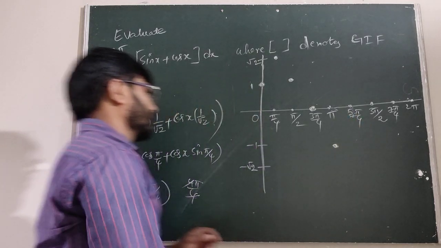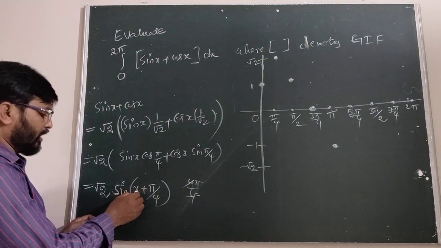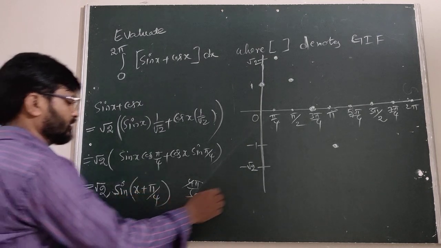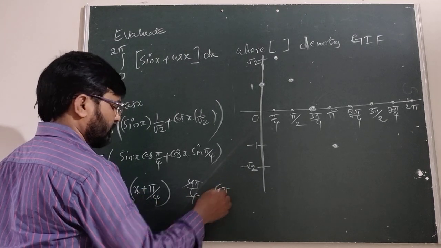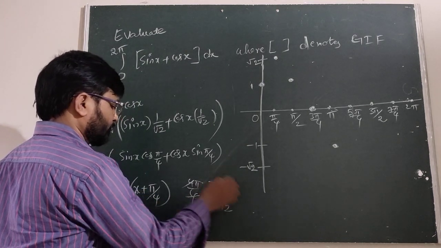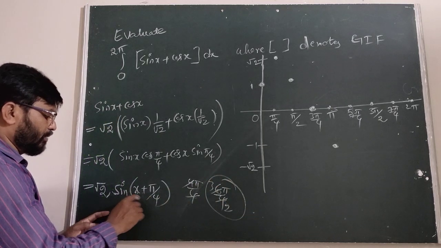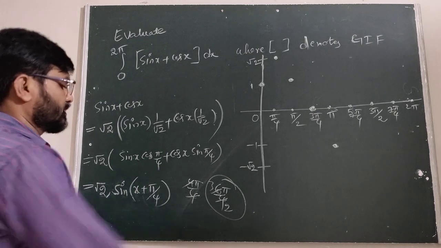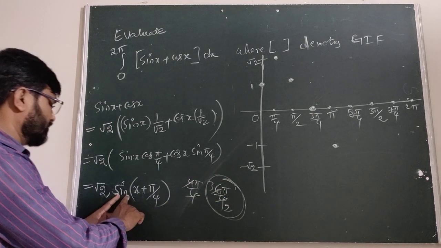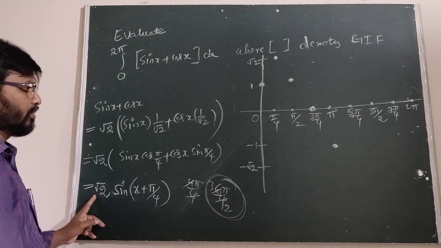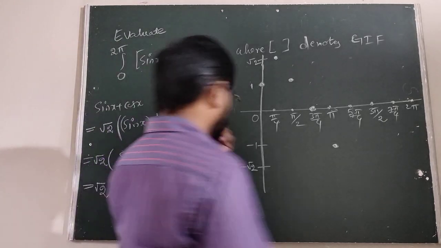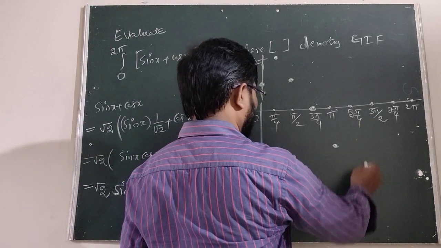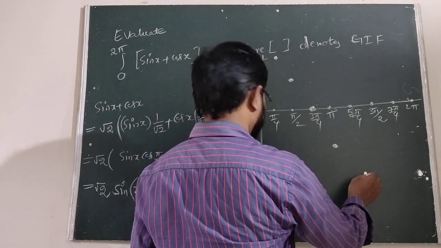Now we substitute 5 pi by 4. 5 pi by 4 plus pi by 4 is 6 pi by 4, which is 3 pi by 2. Sine of 3 pi by 2 is minus 1. Yes or no? Sine of 3 pi by 2 is minus 1. Therefore this is minus root 2. So when we take 5 pi by 4, the value is minus root 2.